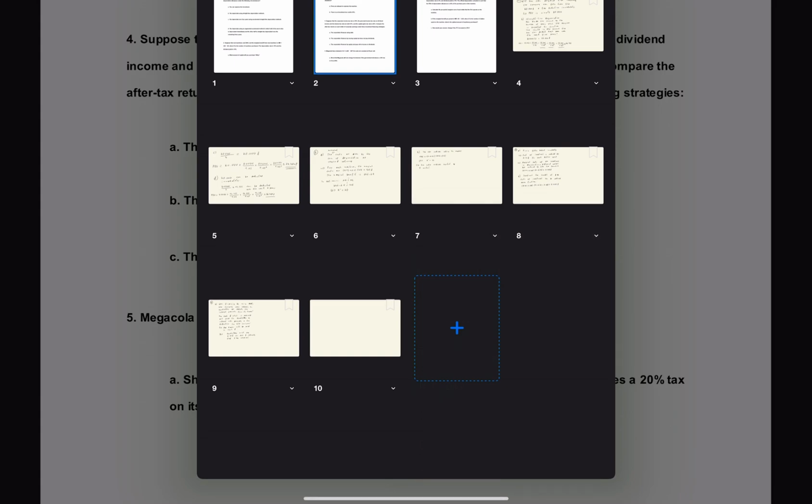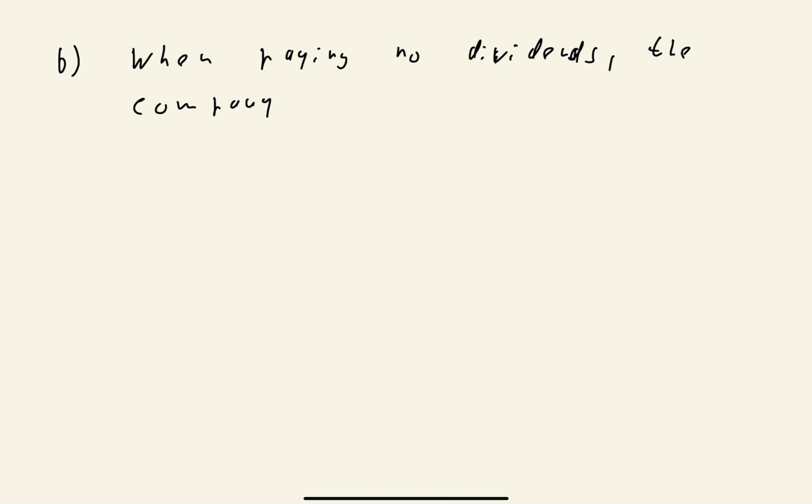So this is B. When paying no dividends, the company pays 30 cents in taxes for each dollar earned.